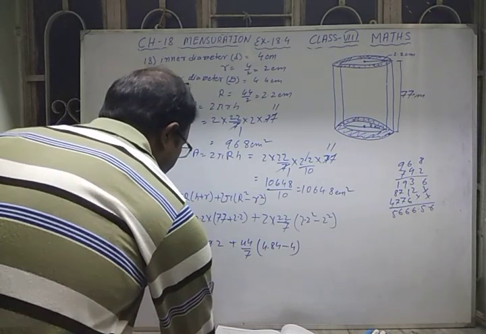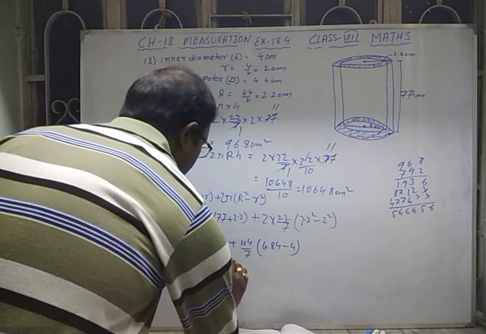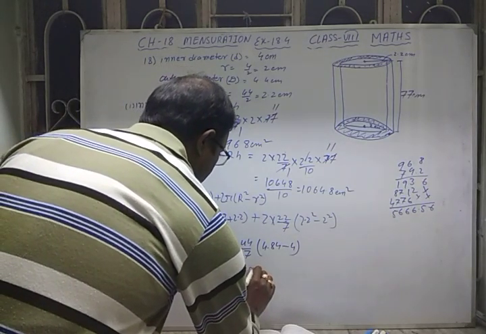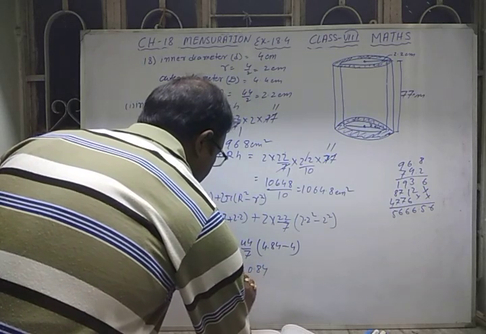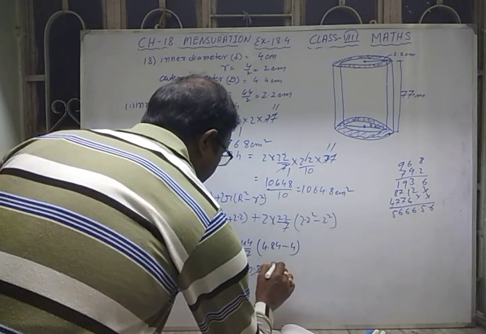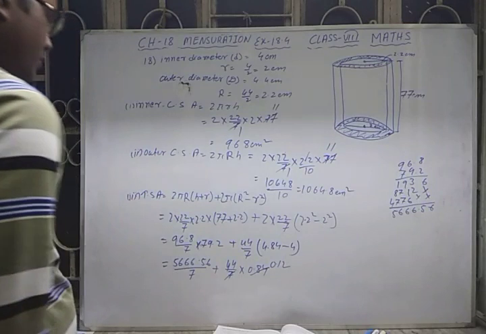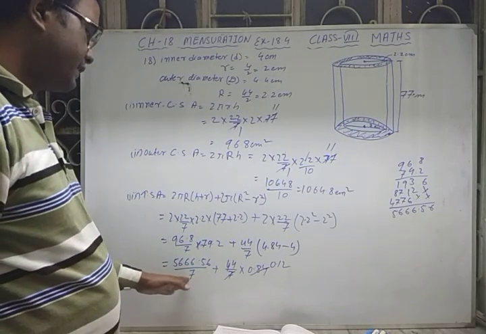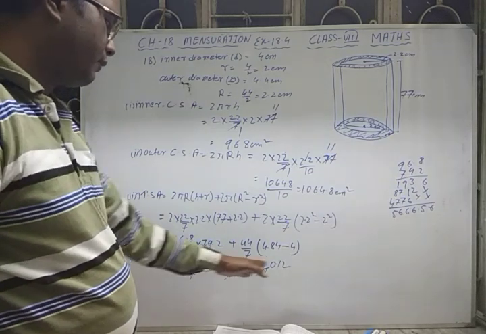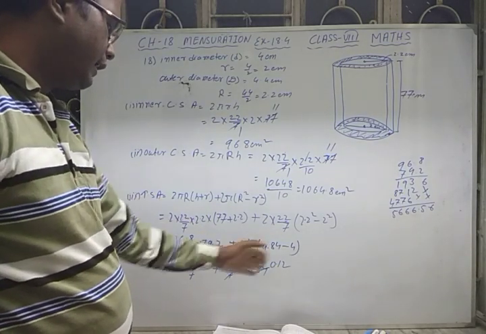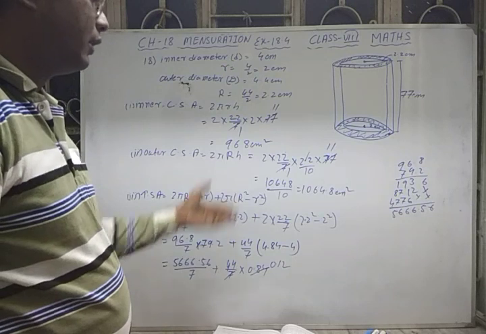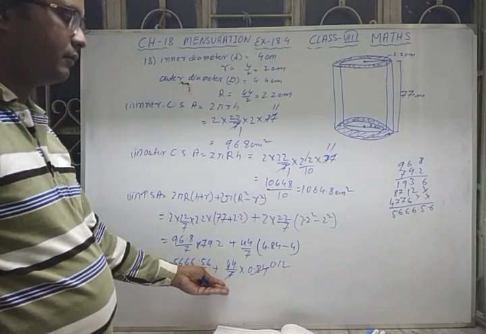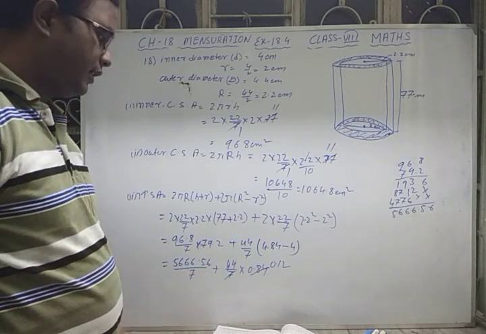5666.56 divided by 7 plus 44 by 7 into 0.84. So again you can cancel, 0.12. So now it's easy for you. Just divide it by 7 and multiply 44 into 0.12 and add both, and you will get the total surface area. In this way I am leaving this question here. You can do the calculation very easily.